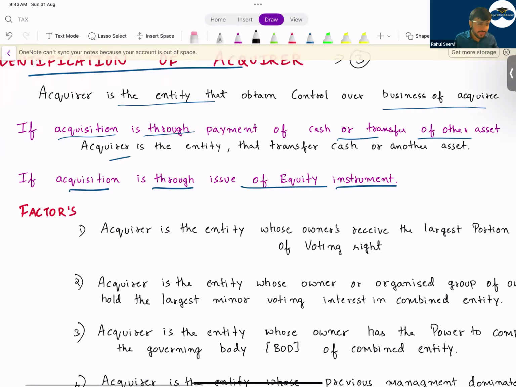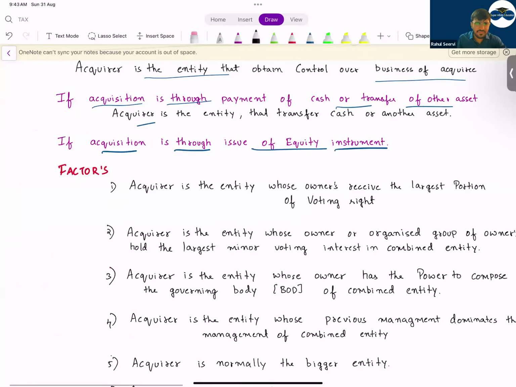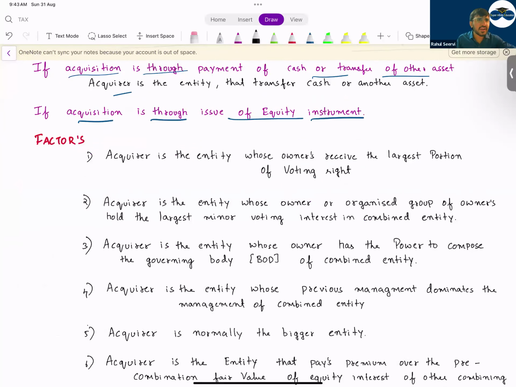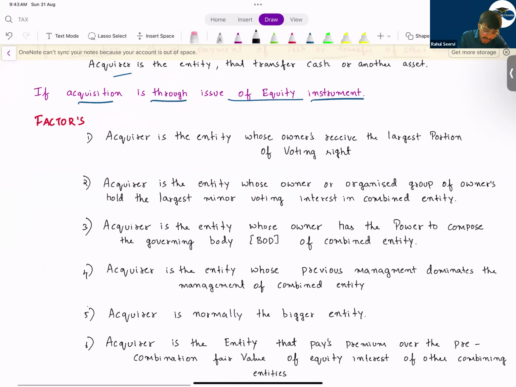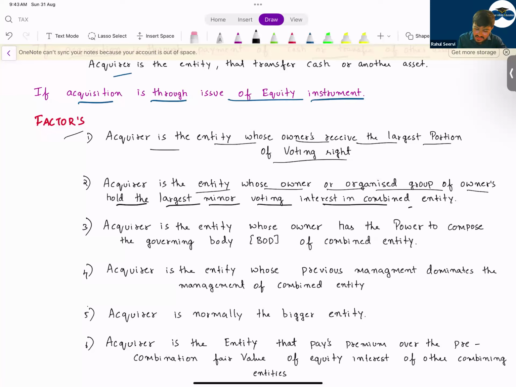So see now, what are the factors? These are the 5 to 6 points which will be given in the question. Just identify and write down the answer. Factors: the acquirer is the entity whose owner received the largest portion of voting rights. Normally, the acquirer is the entity which received the highest voting rights. The acquirer is the entity whose owner or organized group of owners holds the largest minority voting interest in the combined entity. That means the acquirer is the entity with a great number of, or the highest number of, voting rights compared to small shareholders or small investors.